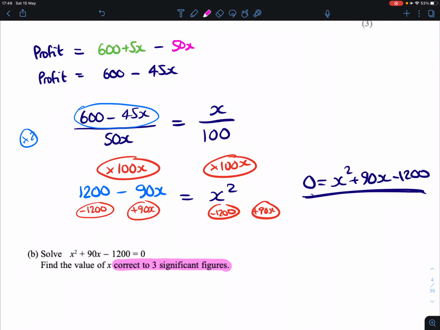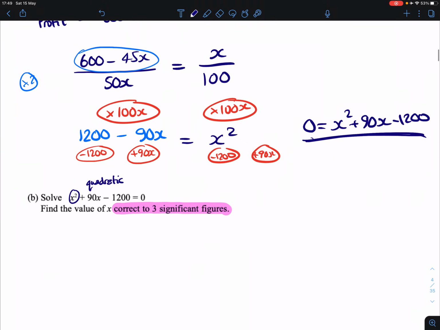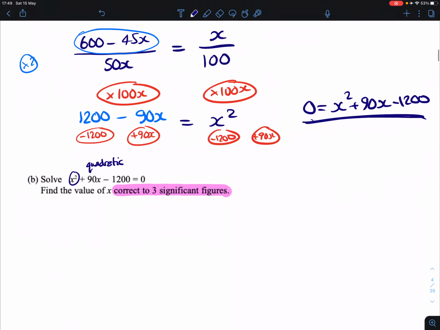Part B, solve it, correct to 3 significant figures. We have here a quadratic. If you're being asked to solve a quadratic and you've got any mention of decimal places or significant figures, that implies your answer is not nice, which means it's not going to factorize. So we've got to use our quadratic formula for this.